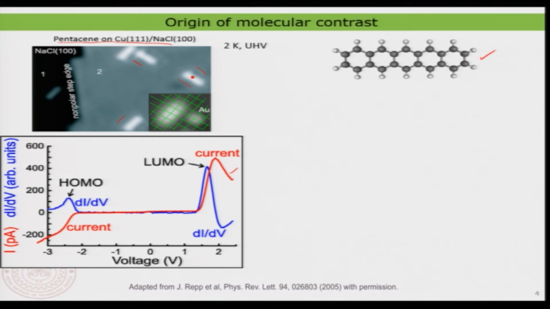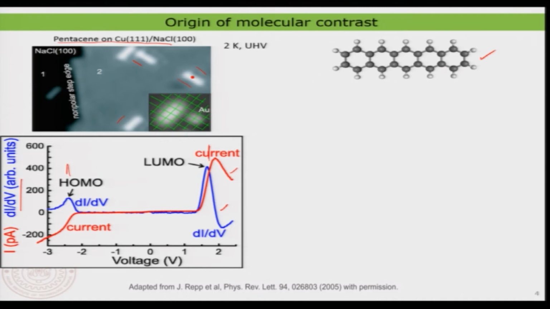Now, the blue spectrum is nothing but the dI/dV, again in arbitrary units. The unit does not matter at this point. When you take the first derivative of the current, you can clearly see two peaks here. Yeah? And those peaks are nothing but the HOMO and the LUMO of the molecule, exactly what we talked about. So, we can clearly see the HOMO and LUMO of the molecule.